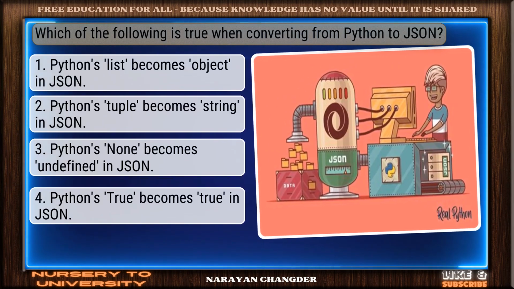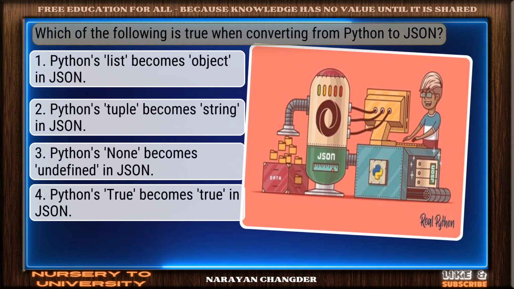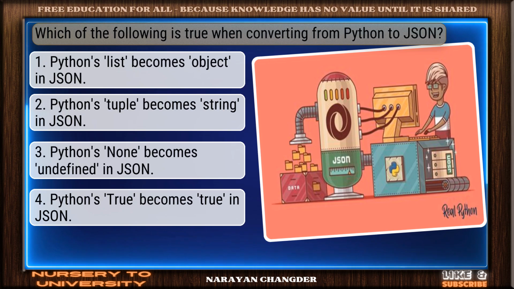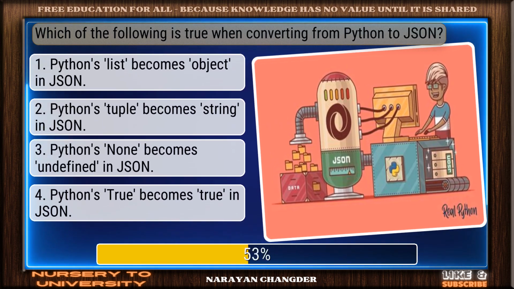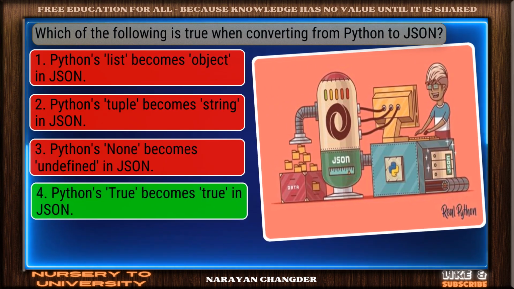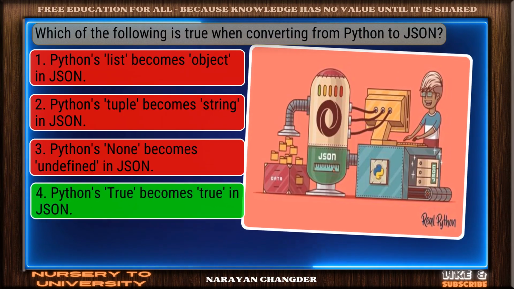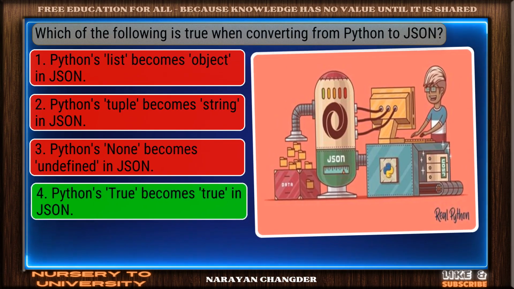Question number 11. Which of the following is true when converting from Python to JSON? You got it. Your choice, Python's True becomes true in JSON, is right.